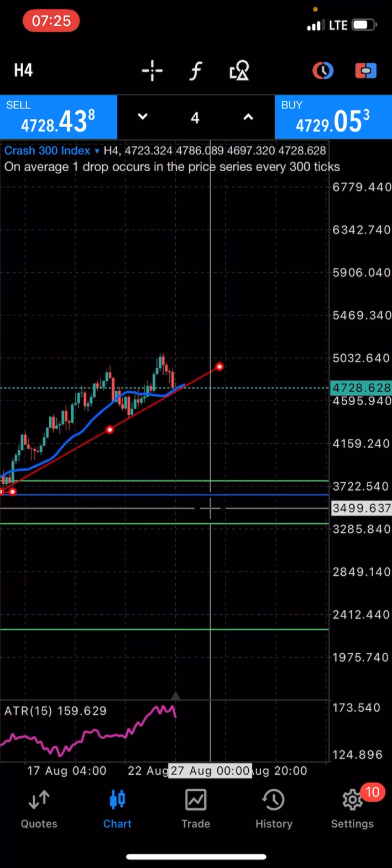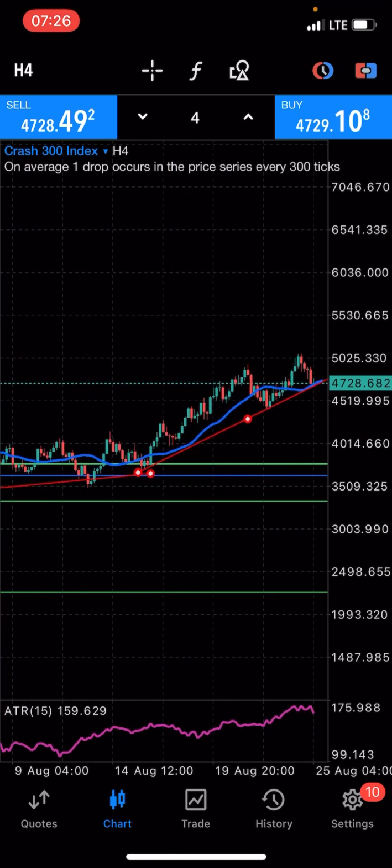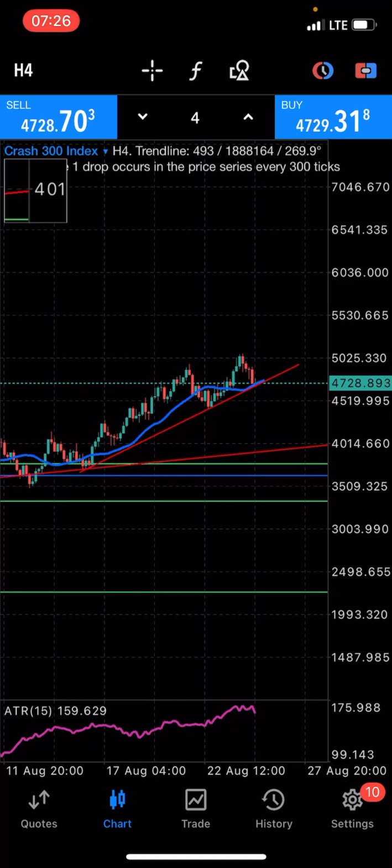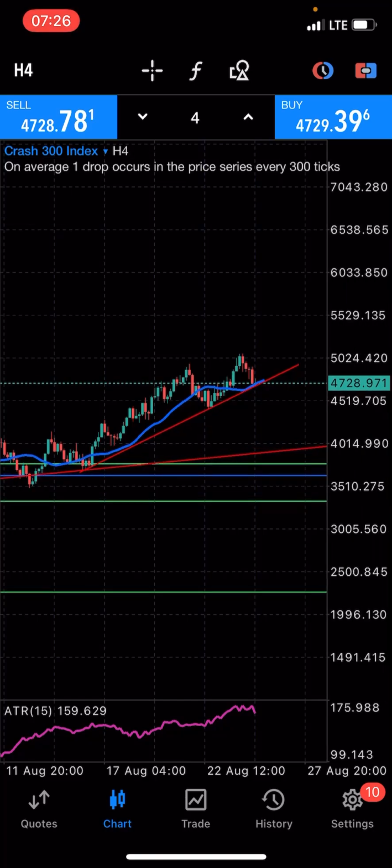But also don't forget, this was going this way. This particular candlestick was going, the trend line was going this way. So if you're using a computer, or you're using your phone in landscape, you'll be able to see this very well.